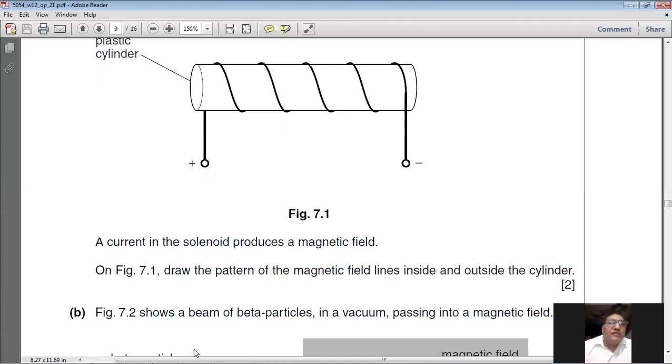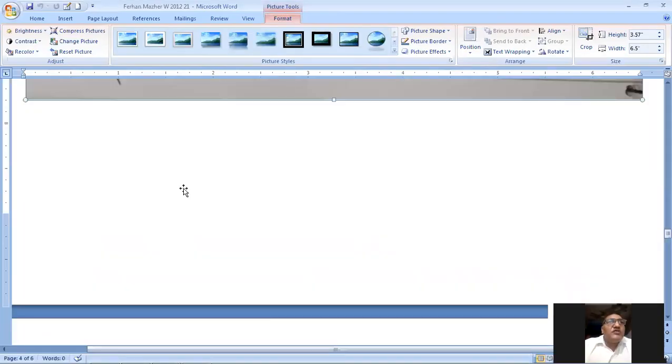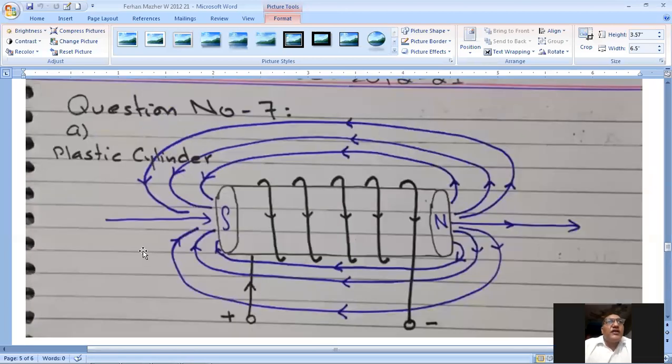Let me show you. I've done this on a paper also. Let me show you my diagram. So here we go. Figure 7, question number 7, part A. You see the current is coming from here and going like this, like this, like this. How will you decide which end will be the north and which end will be the south? The law is very simple.